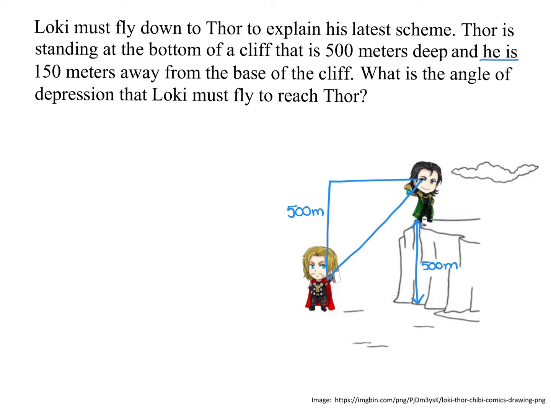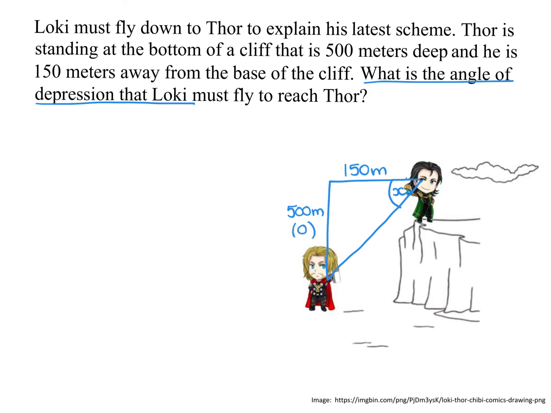Okay, next it says that Thor is 150 meters away from the base of the cliff. So from here to here, Thor is 150 meters away. Now, where would we put that on our actual triangle? This horizontal section right here. So this is 150 meters, meaning we have to find the angle of depression, which is in between Loki's line of sight and the horizontal line. So we'll label it X because we don't know what it is.